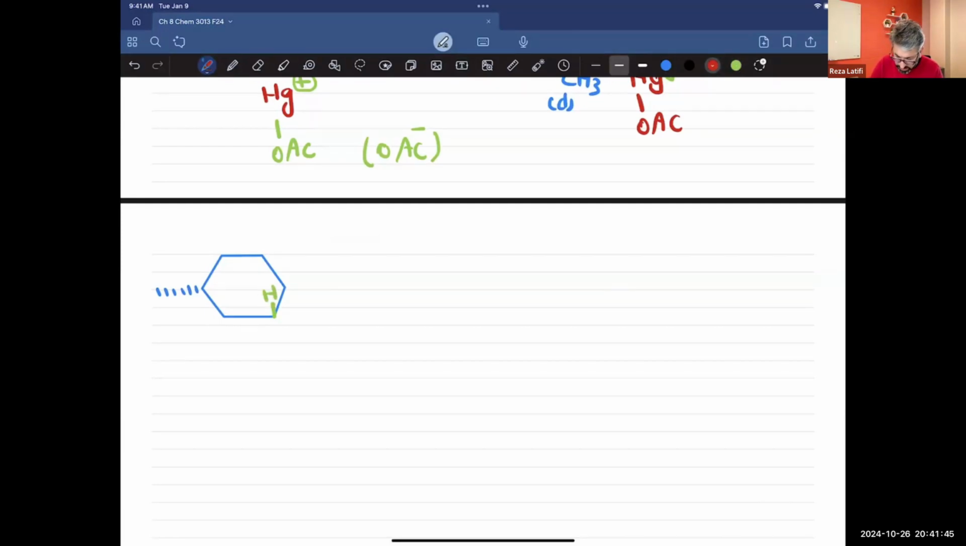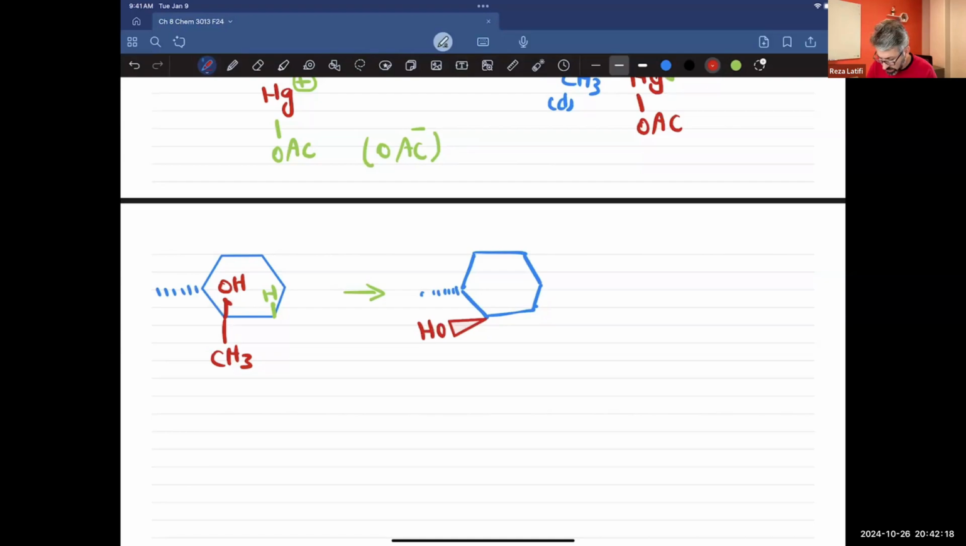Okay, I added OH there, and remember we had CH3 here. Okay, so the product is going to be something like this. We had methyl there. Now OH is up, so I'm going to draw the OH pointing to us. This is going to be OH.